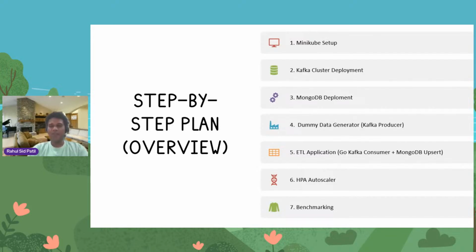For advanced setups, we will add an HPA, that is horizontal pod autoscaler, to show dynamic scaling based on memory utilization. And finally, we will benchmark the whole system to observe throughput, latency, and resource usage. Each step is modular, so you can test and improve components individually.